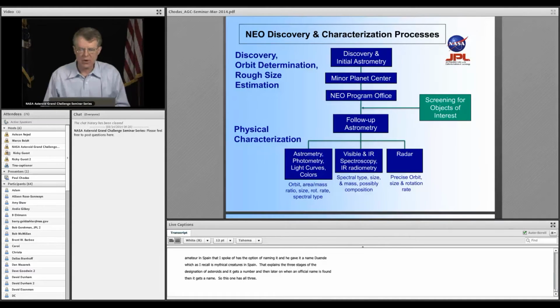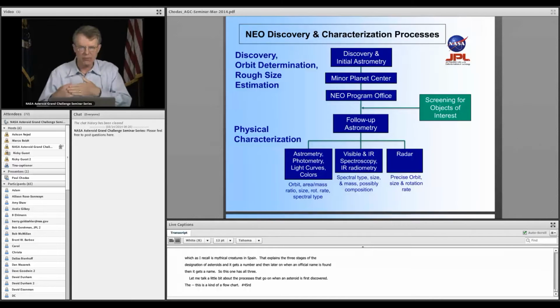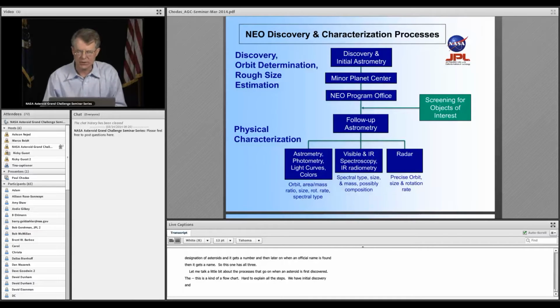Let me talk a little bit about the processes that go on when an asteroid is first discovered. This is a kind of a flow chart. It's hard to explain all the steps. Initially, we have a discovery and initial astrometry. Now, astrometry is the measurement of the coordinates of the asteroid on the sky. So this gives an indication to astronomers that an asteroid has been discovered. I'll talk a little bit about that. The Minor Planet Center controls that.